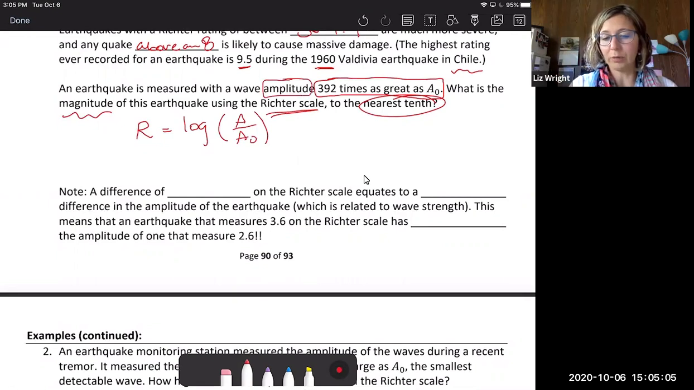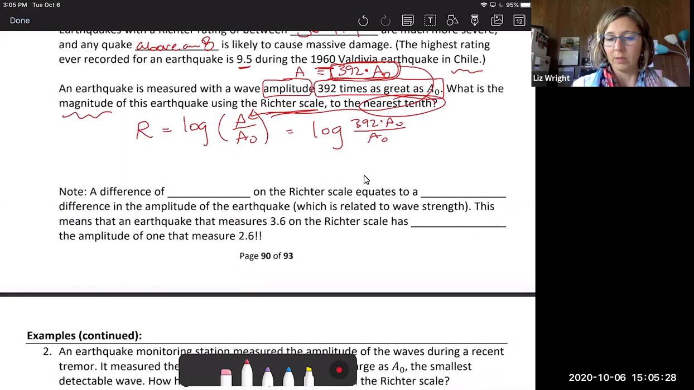Our amplitude A is equal to 392 times A sub 0. So we plug that in and have log of 392 times A sub 0 all over A sub 0, which equals R. Just like in our decibel example the other day, where the I sub 0s canceled out, the A sub 0s cancel out here. Then you need to take log of 392, so put that in your calculator.